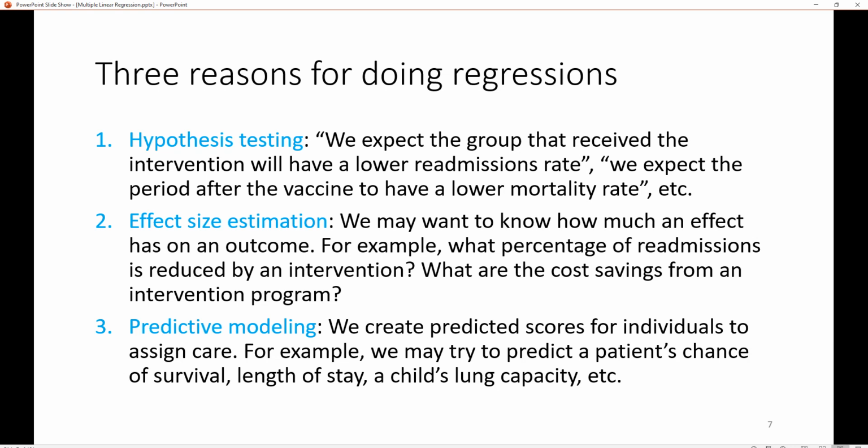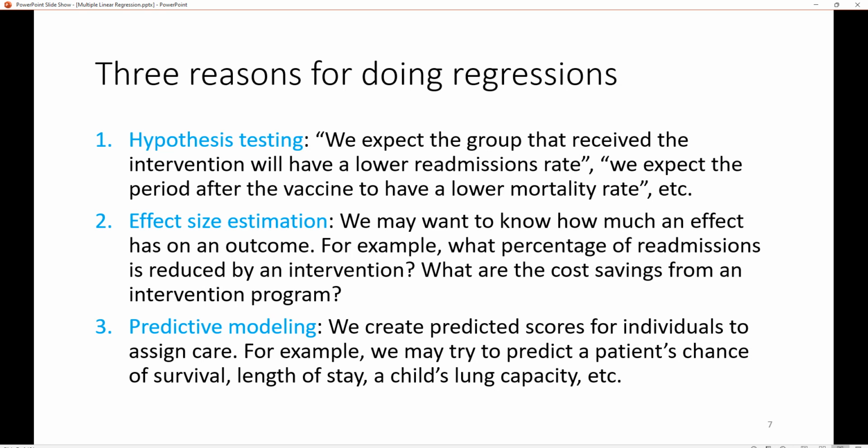And we generally have three reasons for doing regressions. The first is hypothesis testing, and examples of that would be we expect the group that received the intervention will have the lower readmission rate, or we expect the period after the vaccine to have a lower mortality rate, and so on. Those are the hypotheses that we want to test.